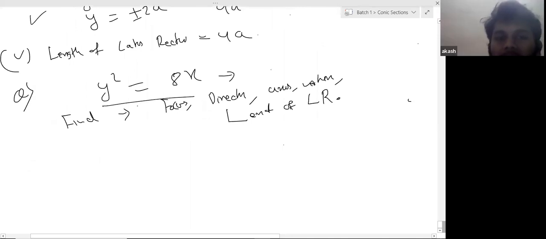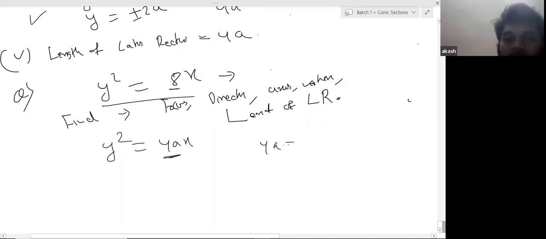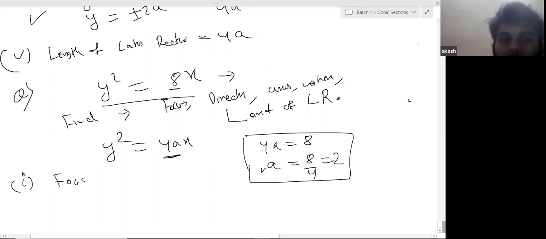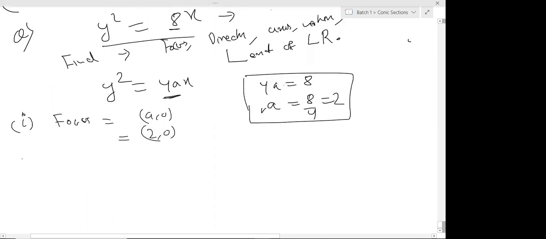Okay, see. First, let's compare this with the standard equation. This looks like 4ax, right? Type 1. That means 4a equals 8, so the value of a is 8 by 4, that is 2. This is the first step while solving any question on parabola: find the value of a. When you have a, I have told you the coordinates of the focus. Focus is a comma 0, so 2 comma 0. Equation of directrix.